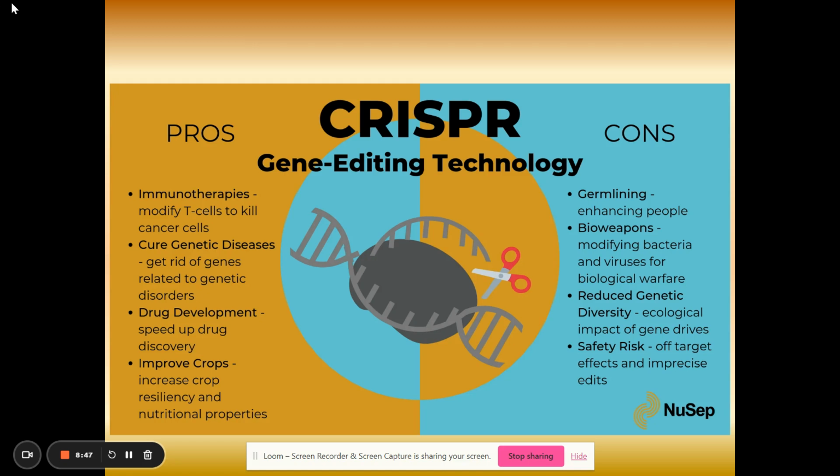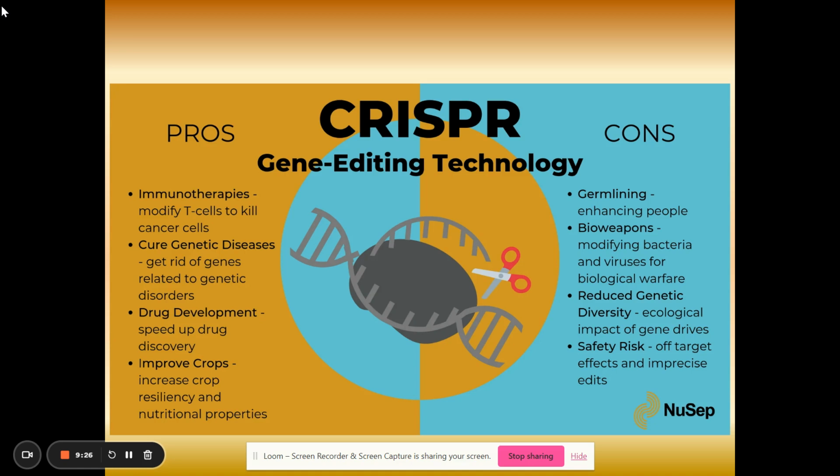And then the cons of this, the germ lining, and the enhancing of people. So I mentioned healthy or desirable. So having whatever the desired trait would be, maybe being taller, maybe having more muscle, whatever that would be. Bioweapons, so biological warfare, altering something so that maybe there isn't an antibiotic that can damage the cell membrane and cell wall of bacteria, and they're just undefensible.